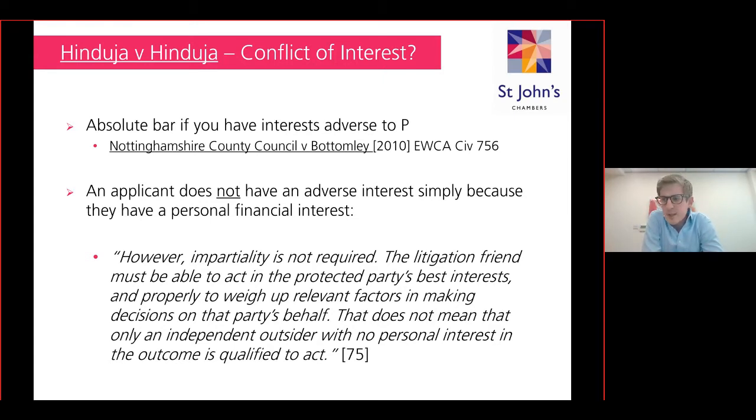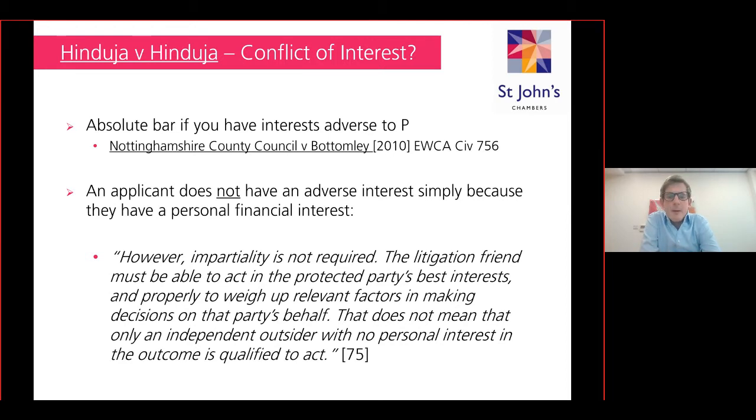The court considered the question of conflicts of interests. And it should, of course, be noted, 21.43, if you have an interest adverse to the party in question, that is an absolute bar to acting as their litigation friend. So in Nottinghamshire County Council and Bottomley, the applicant who wanted to act as a litigation friend for a child in a claim against the council was herself an employee of the council. That was a clear conflict, and not only that, but justice needed to be seen to be done, and she could not act as a litigation friend.